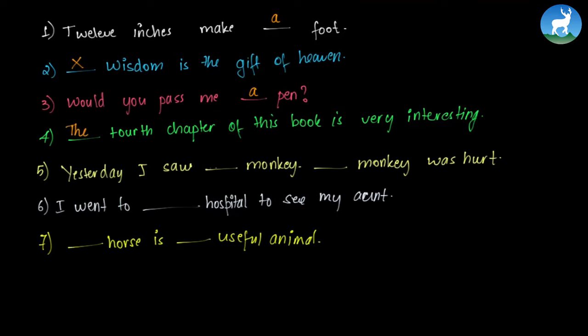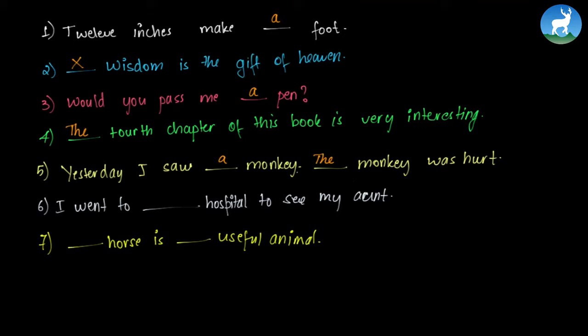Yesterday I saw a monkey. We don't know. We are mentioning the monkey for the first time. So we say I saw a monkey because you're saying something for the first time. The monkey was hurt. Now the monkey has already been introduced to the listener. So you say, the monkey was hurt. In the first sentence, you use a because the listener does not know about any monkey. Once you have introduced the monkey, you use the in the second sentence.